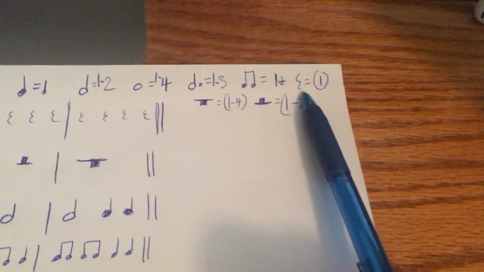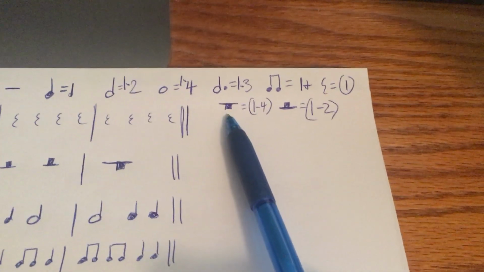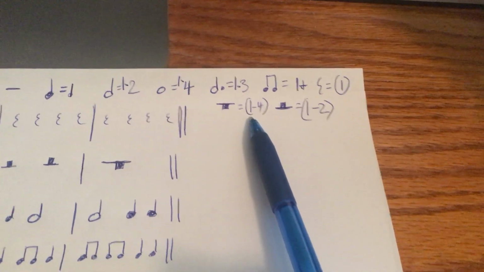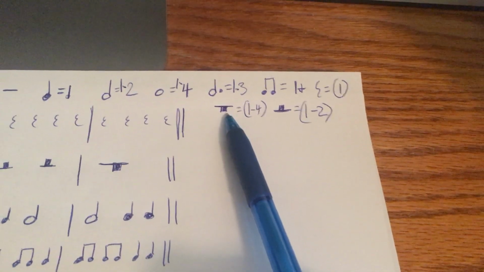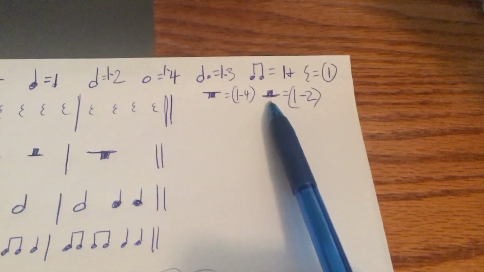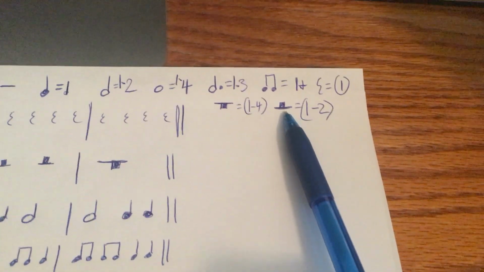A quarter rest, which will be a number with a parenthesis around it. A whole rest, which will be a 1 through 4 with parentheses around it, because that is a rest that takes up 4 beats by itself. A half rest, that'll be 1 through 2 with parentheses around it, because that takes up 2 beats.